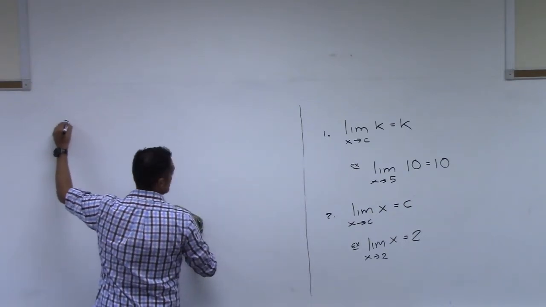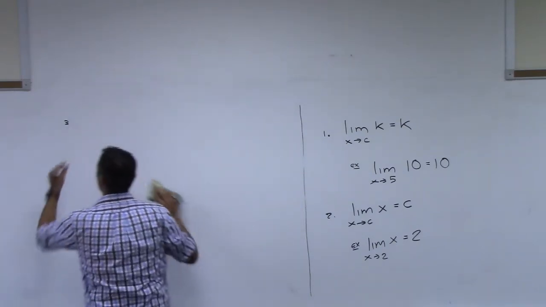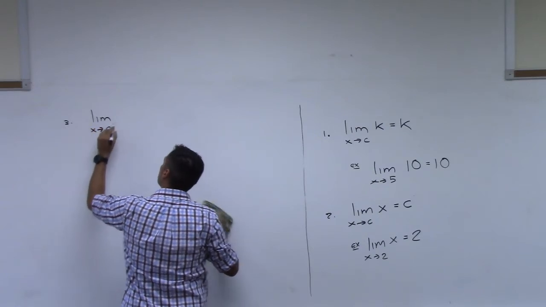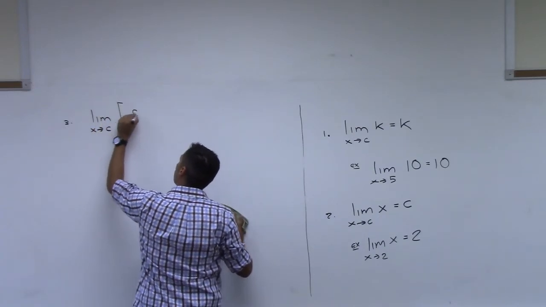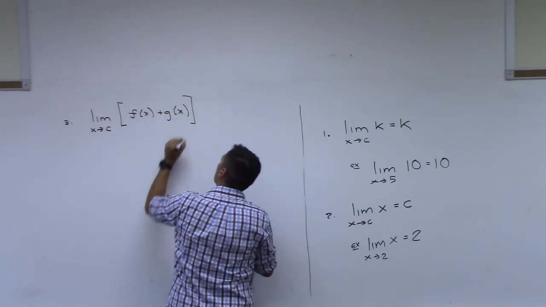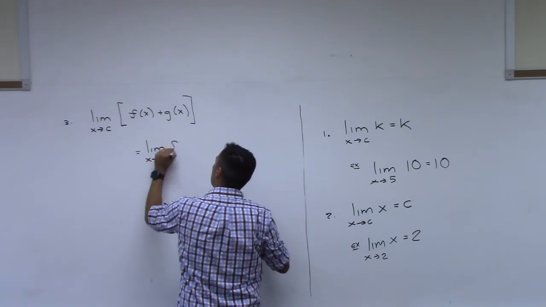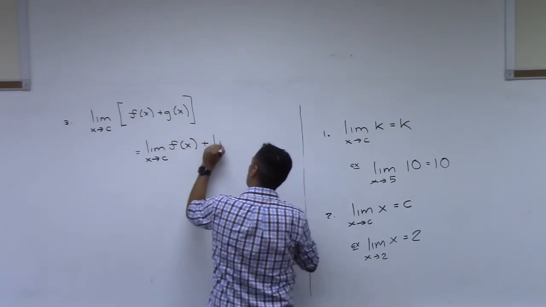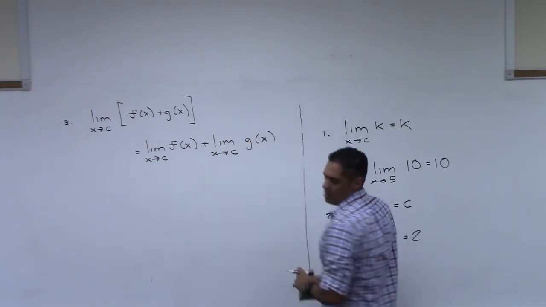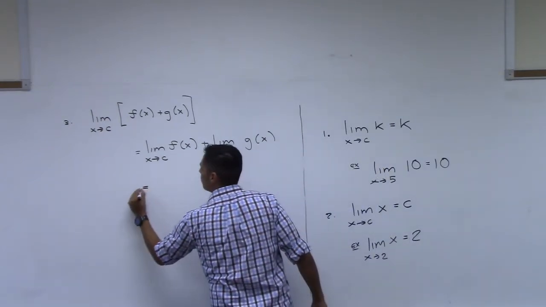Law 3. All right, this is a nice one. Limit as x approaches c of f of x plus g of x equals L plus M. You don't have to write all these down if you don't want to, because they are in the book. But again, I want to be able to discuss them. That's why I'm writing them down. So what is this law saying?